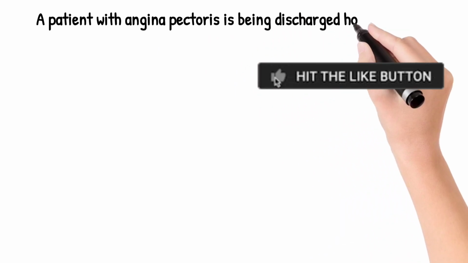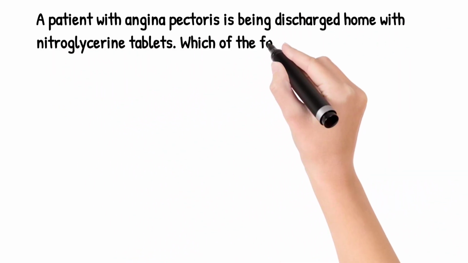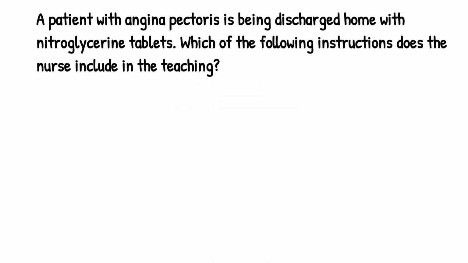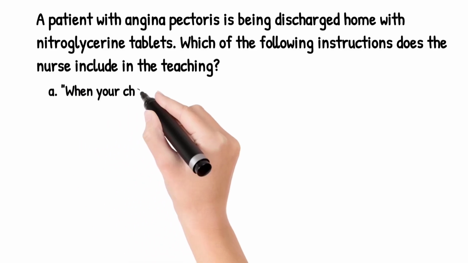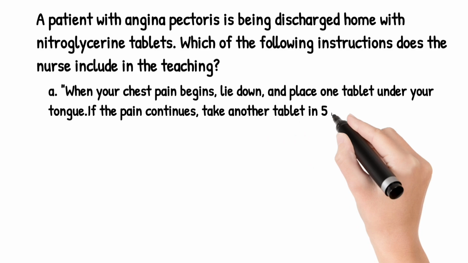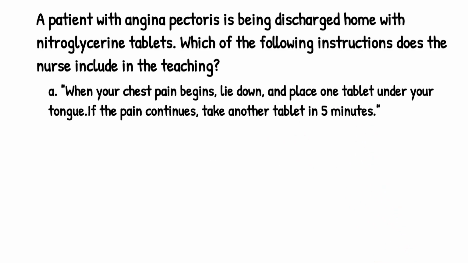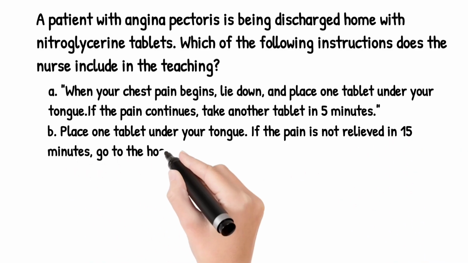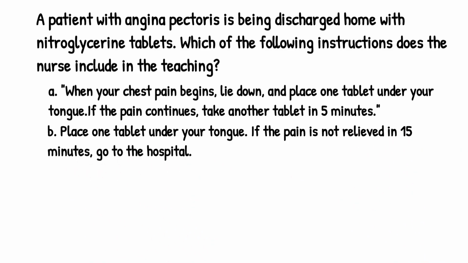A patient with angina pectoris is being discharged home with nitroglycerin tablets. Which of the following instructions does the nurse include in teaching? Option A, when your chest pain begins, lie down and place one tablet under your tongue. If the pain continues, take another tablet in 5 minutes. Option B, place one tablet under your tongue. If the pain is not relieved in 15 minutes, go to the hospital.